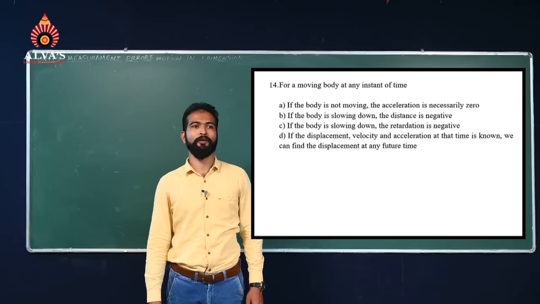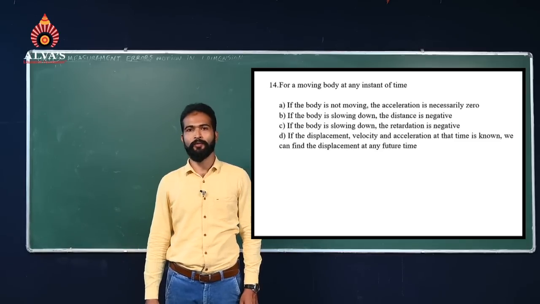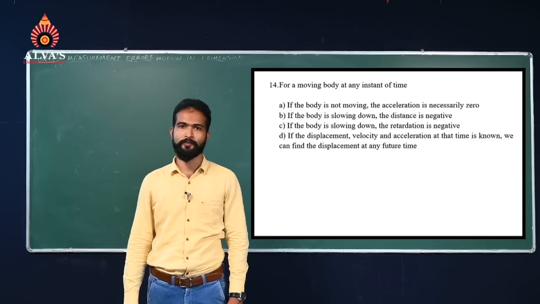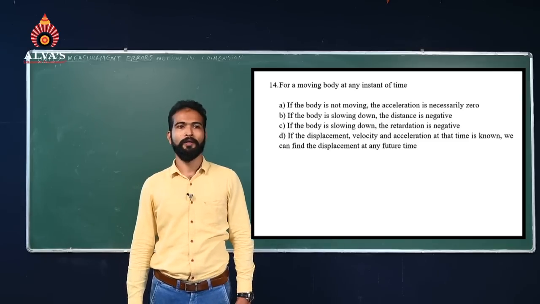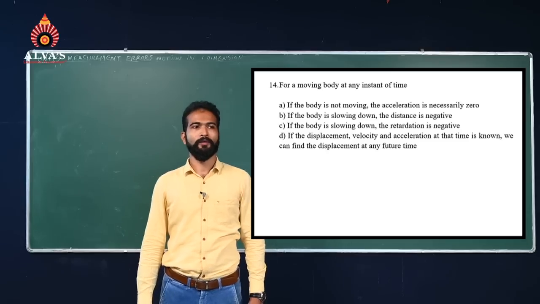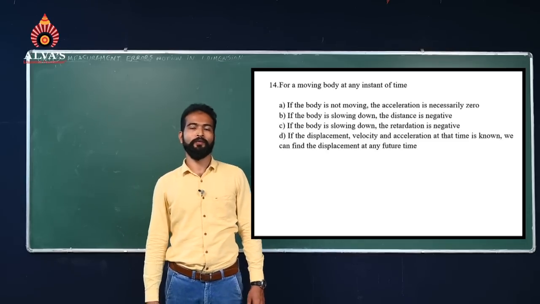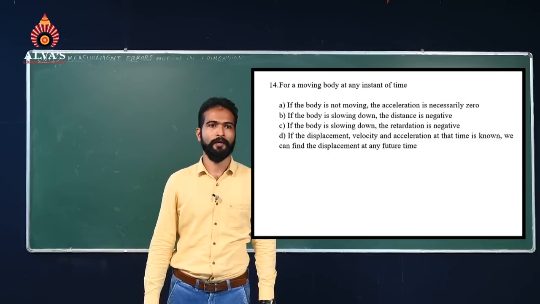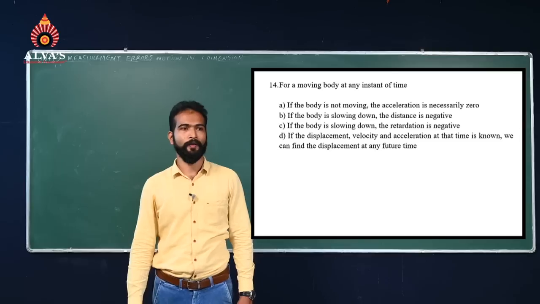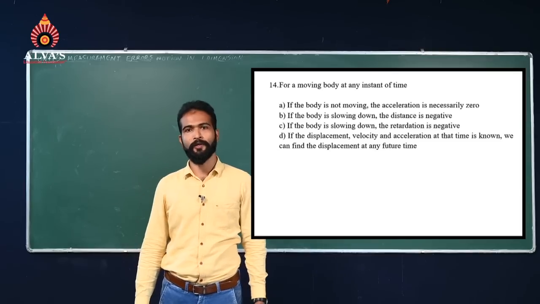Second option says if the body is slowing down, the distance is negative. Distance can never be negative, distance is always positive. Second option is also wrong. Look at option C, if the body is slowing down, the retardation is negative. Now let's go back to option 4. If the displacement, velocity and acceleration at all time is known, we can find the displacement at any time. So option D is correct.